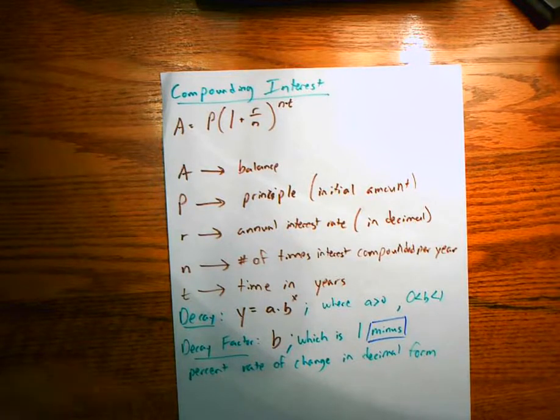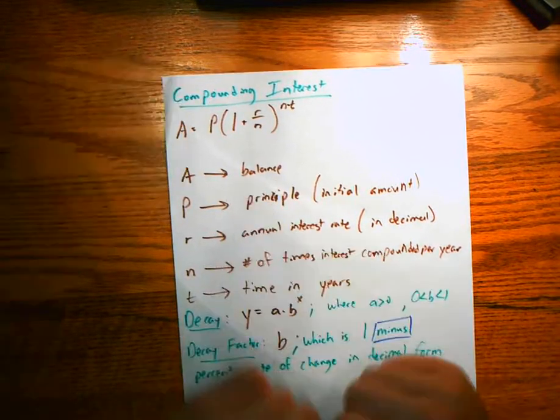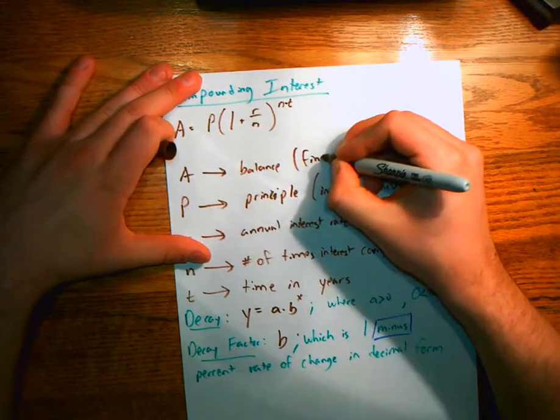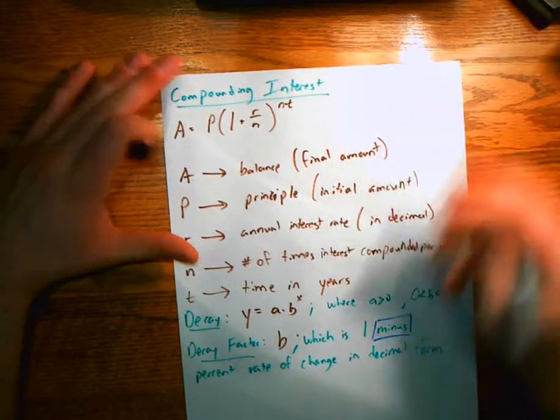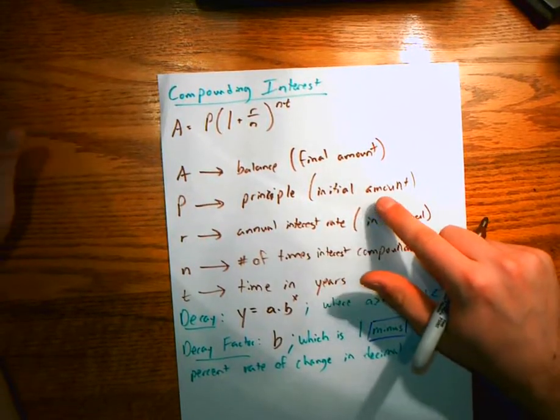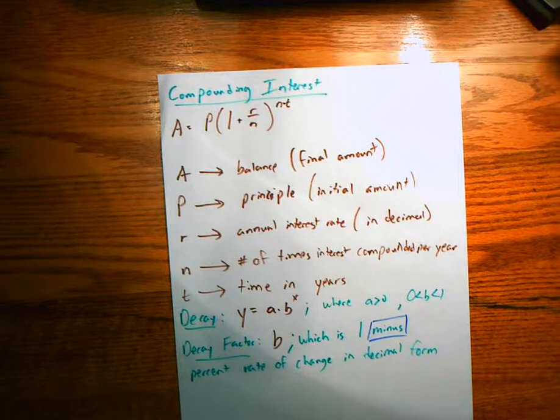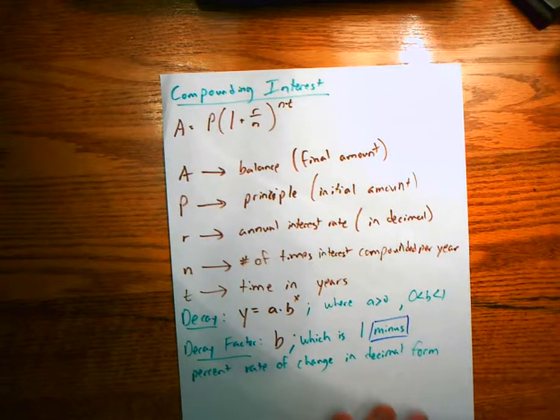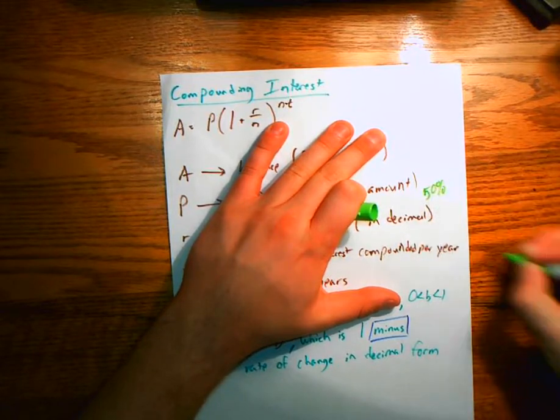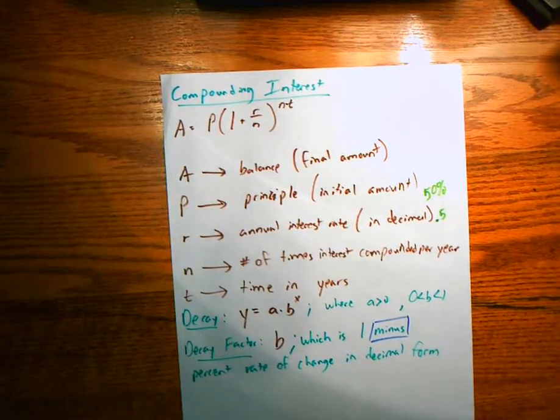Each of the letters represents something. The A is your final balance, the final amount that you're trying to calculate. Your P is your principal, which is also the initial amount, the amount of money you initially put into the account and start out with. Your r is your annual interest rate, and the annual interest rate cannot be written in percentage form. It has to be in decimal. So like the last example that I went over, converting 50% into decimal form, that means it's 0.5.